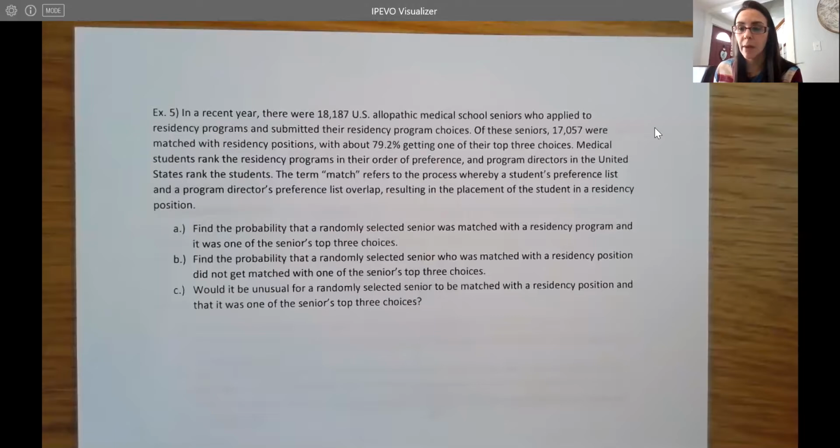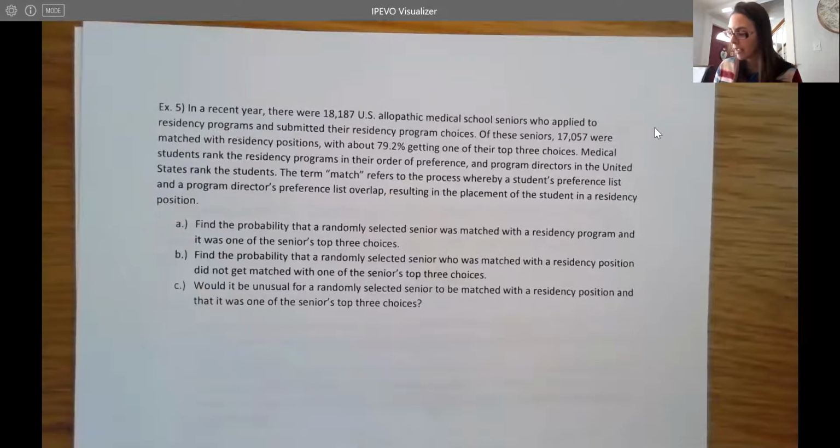Okay, so a lot of times in the medical field, once you finish school, so to say, you're not quite done everything. You go into a residency program where you work at a hospital or an office, whatever you're doing, and you learn more there, right? So it's like continuing to practice. So a lot of times students will list their top 3 choices, hoping to get one of those 3 choices. So what it's saying here is about 79.2% actually got one of their top 3 choices, which means that about 20% did not get one of their top 3 choices, but they were placed.